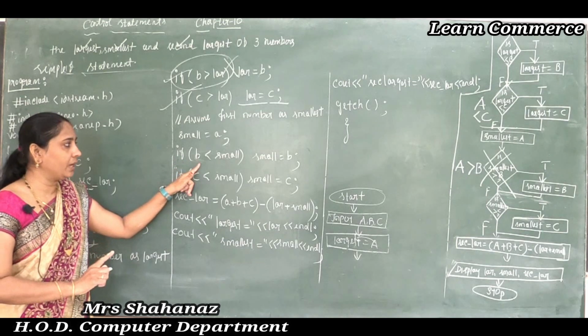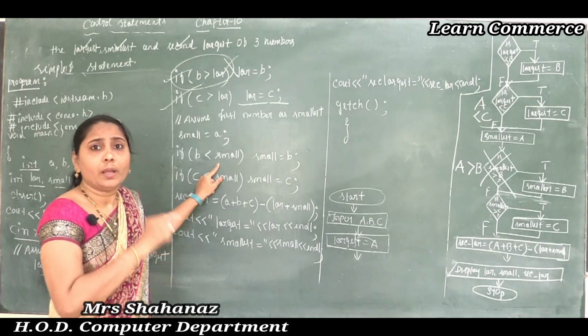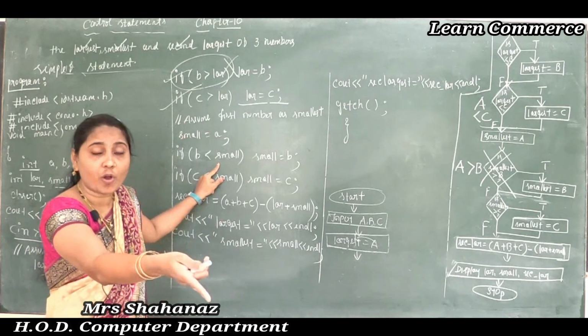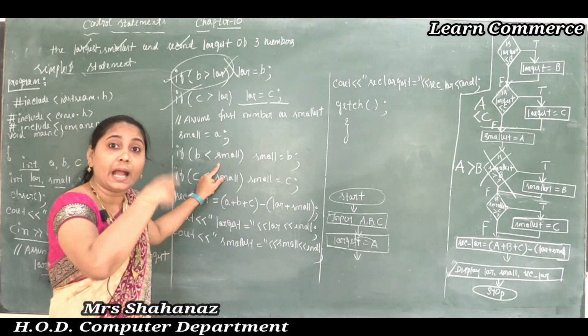If b value here less than small, b value less than small value. Do you understand what I am saying? b value is less than small value.